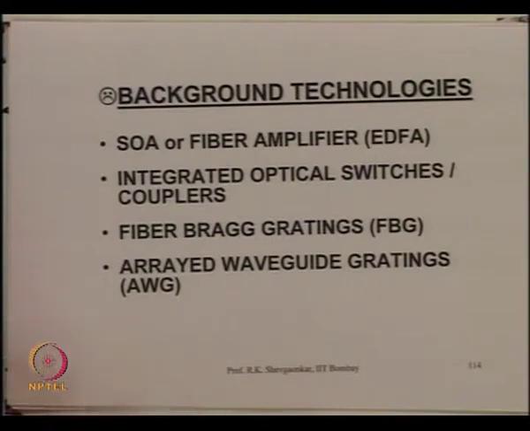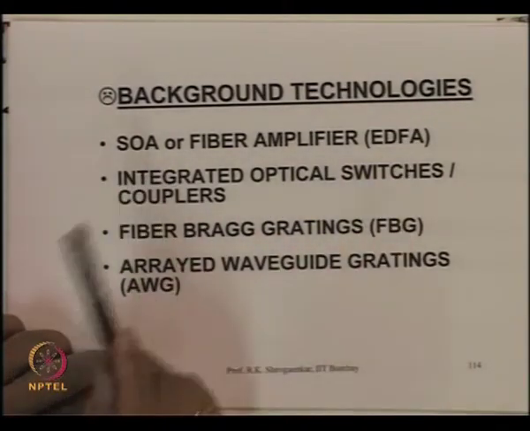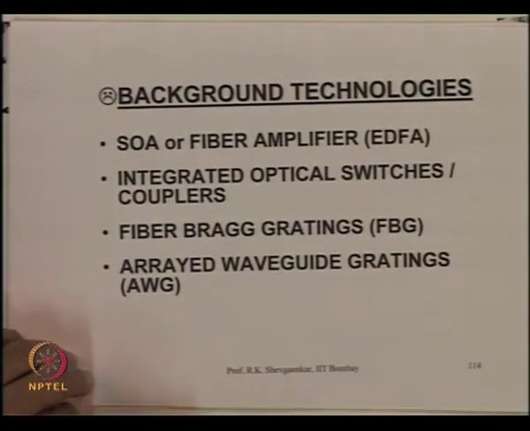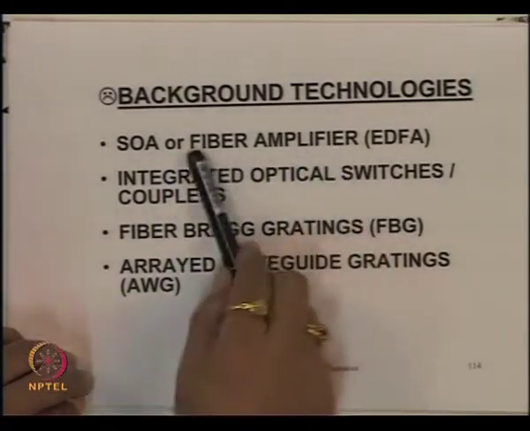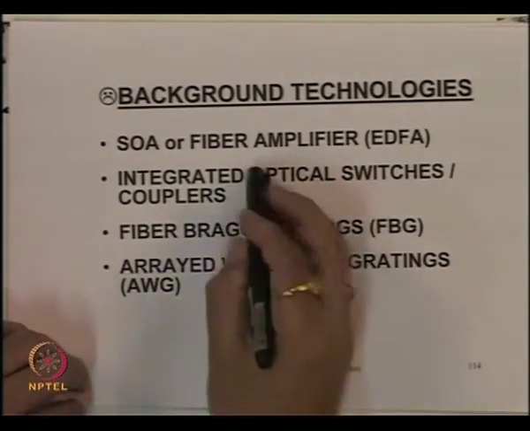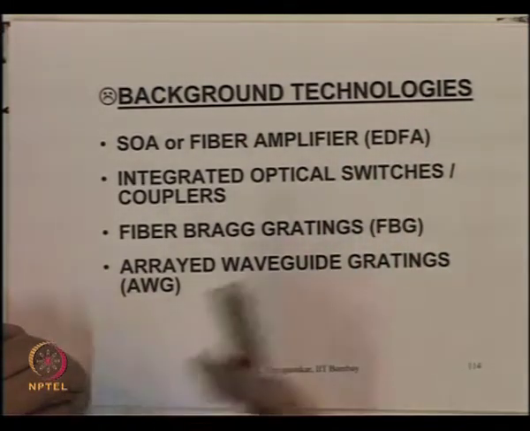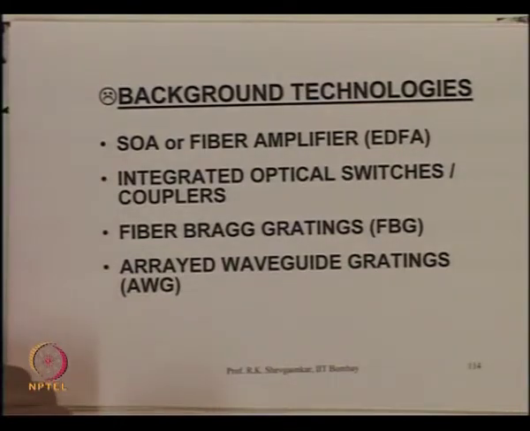So component wise, if I now look at what are the components which we require, what is the background technology which we need for a WDM system as a whole. We will require the amplifiers. The amplifiers could be either semiconductor optical amplifiers, or they could be fiber based amplifiers, and in that we have the EDFA, erbium doped fiber amplifier. We will discuss all these things in detail. Or we can have an amplifier called the Raman amplifier.